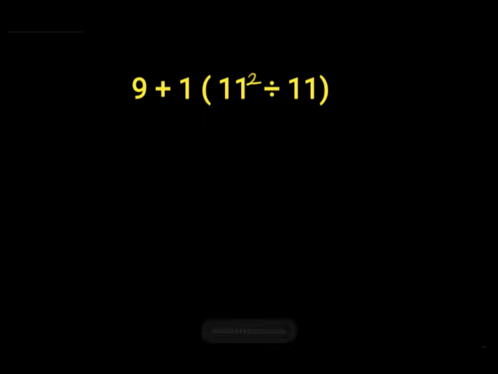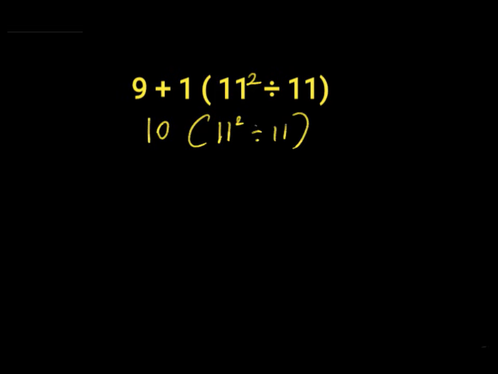9 plus 1 (11 to the power of 2 divided by 11). 9 plus 1 will give us 10. Then we have 10 (11 to the power of 2 divided by 11). In our parentheses, 11 to the power of 2 is 11 times 11. 11 times 11 will give us 121.